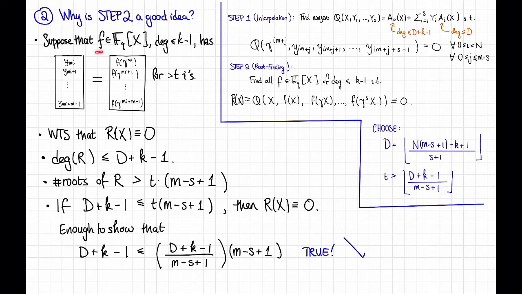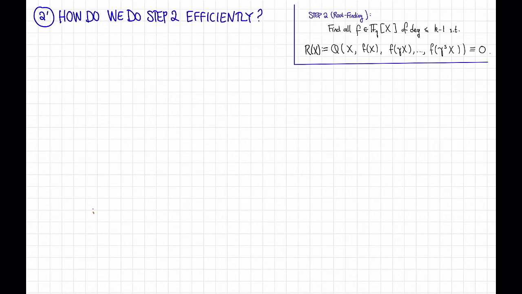If indeed f agrees with the received word a lot, or that is, the folded Reed-Solomon code word corresponding to f agrees with the received word a lot, then we will return it. However, we still need to answer the question, how do we do step 2 efficiently?